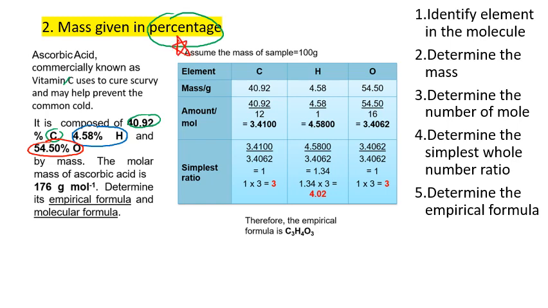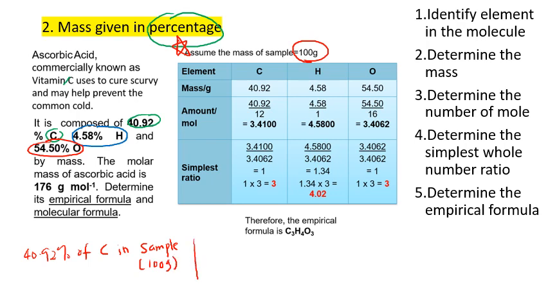When this is the case, normally we will make an assumption. We will assume the mass of the sample is 100 grams. Then maybe you will ask, why 100 gram? So for example, you are going to have 40.92% of carbon in the sample, okay, in the sample. So the mass of the sample is 100 gram.